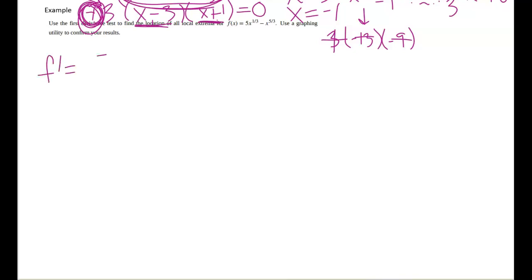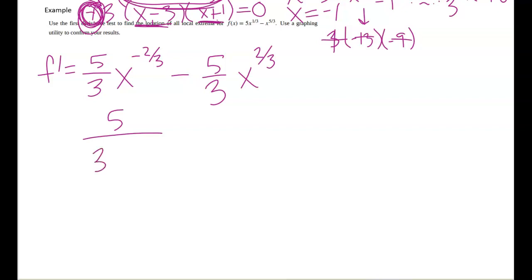So that's going to be 5 times 1/3, 5/3, x to the -2/3, minus 5/3, x to the +2/3. Oh, why did I put an x there? Sorry about that. 5/3. All right, so this is going to be 5/3 x to the -2/3 minus 5x to the 2/3 over 3.